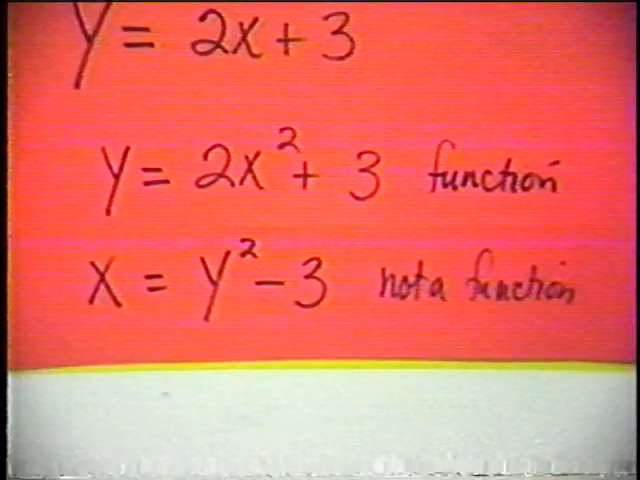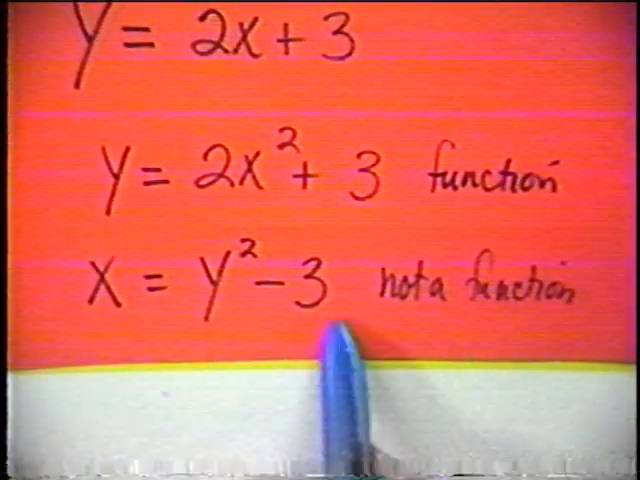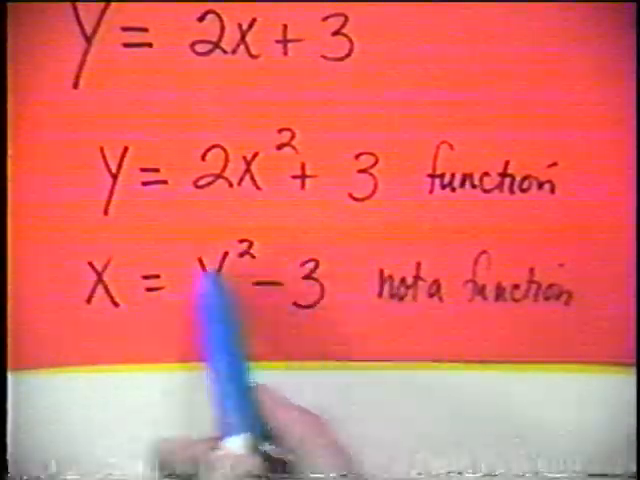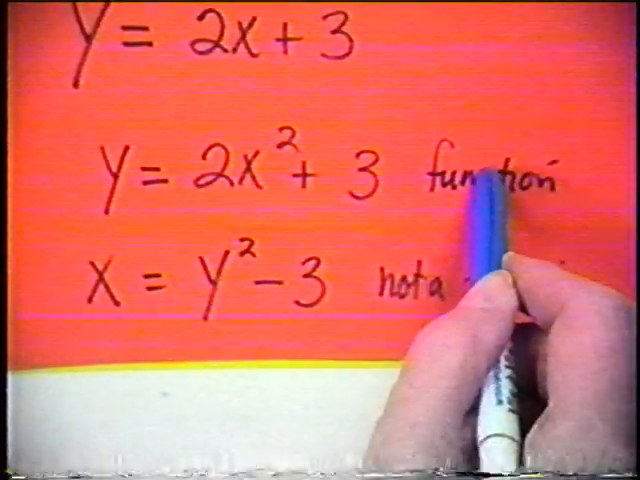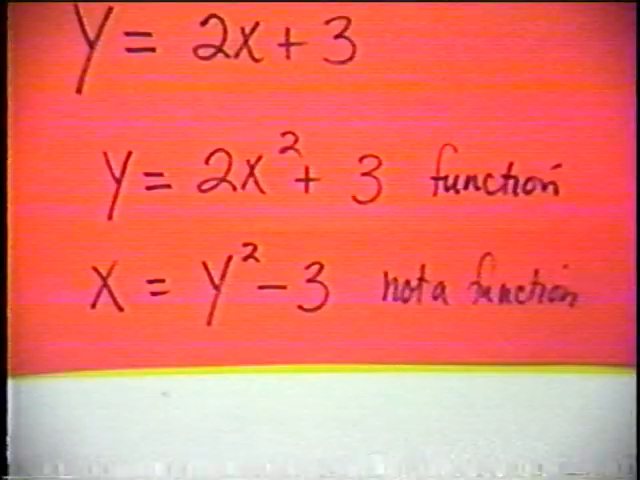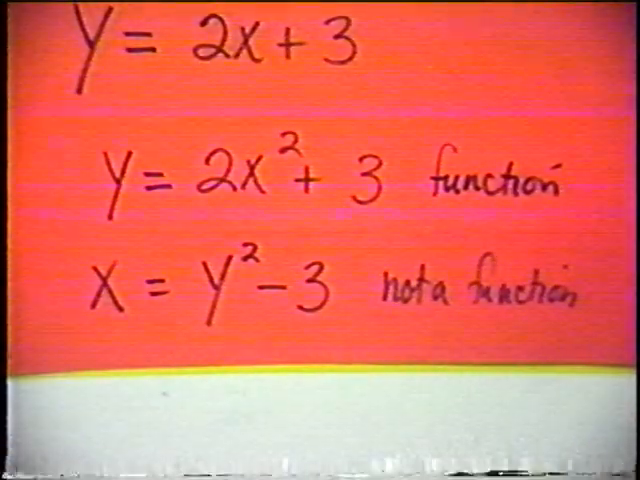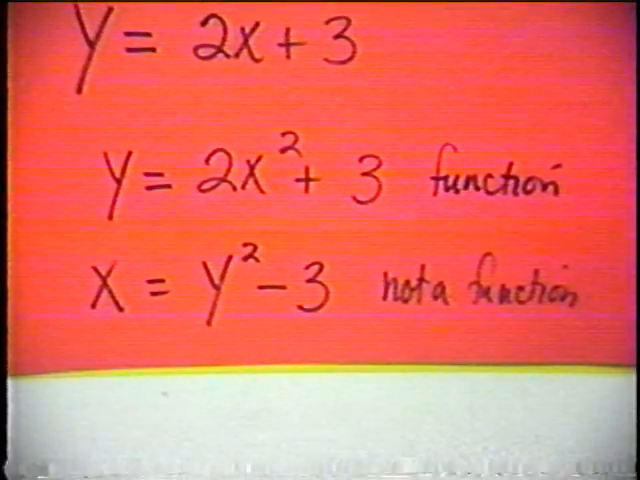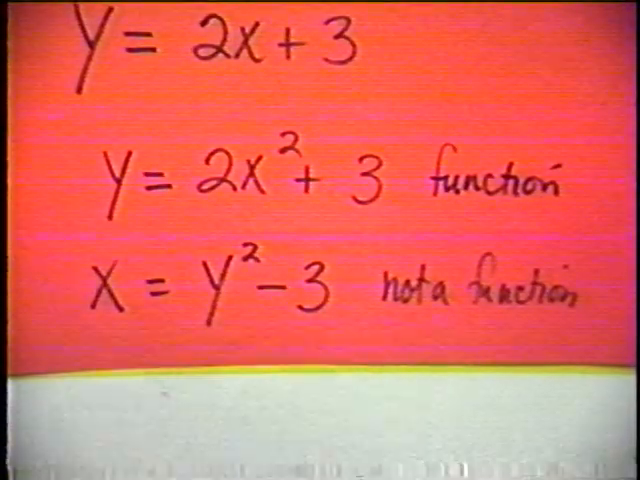Everything's a relation. And there's nothing wrong with relations either. If I wanted to graph it, I could graph this also as easily as I could graph this. It's just that this is a function, this one is not. That's all there is to it. There's nothing wrong with a relation. It's just that some of them are functions and some of them are not. And in order to be a function, for each x value, there can be one and only one y value.